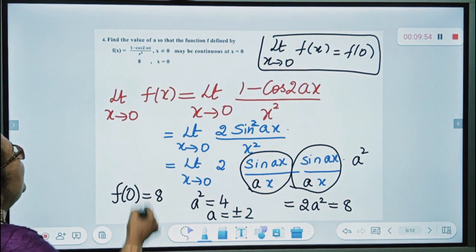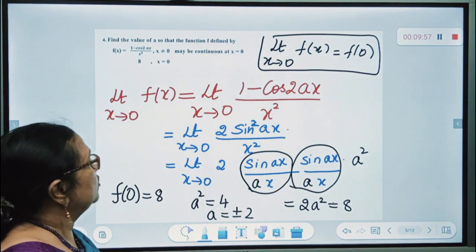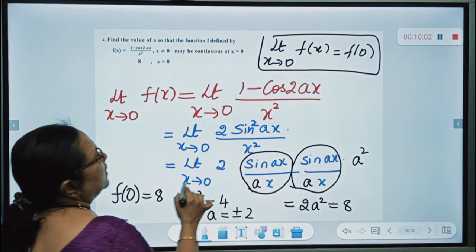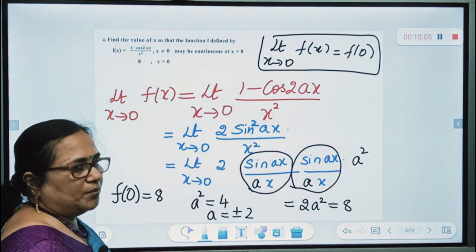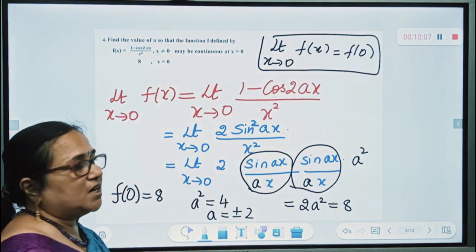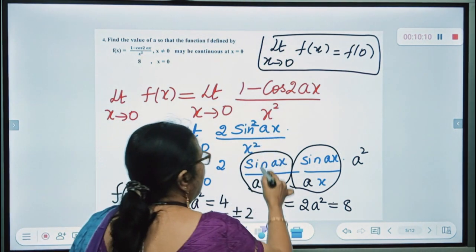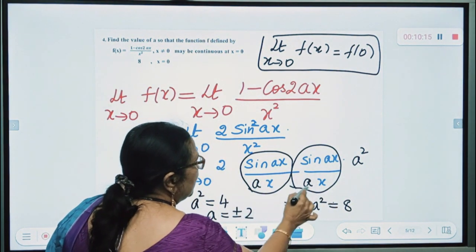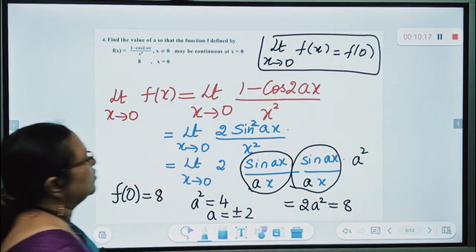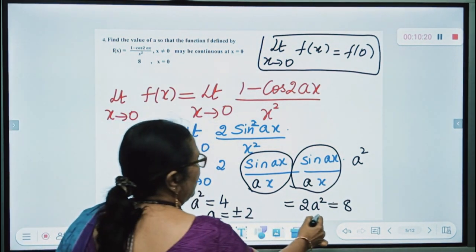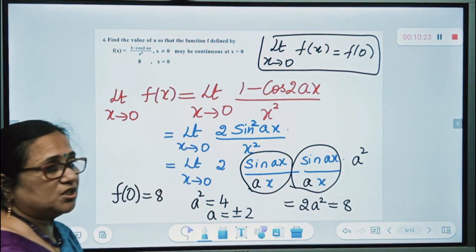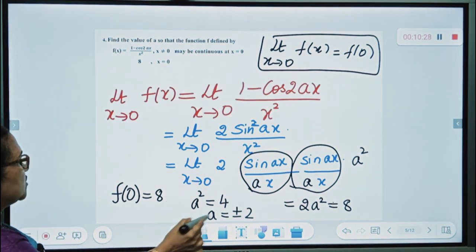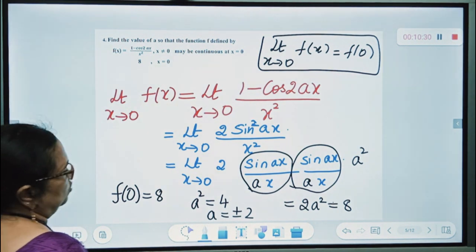So we have to find a for which the function is given to be continuous. 1 minus cos 2ax we have simplified as 2 sin square ax, and you already have x square in the denominator. Sin theta by theta as theta tends to 0 is 1. So this is sin ax by ax, sin ax by ax into 2. Since I have divided by a square, I am multiplying by a square. So I get the limit to be 2a square. It is 8 because the function is continuous, equal to the value of the function at x equal to 0. So 2a square is 8, so a is plus or minus 2.